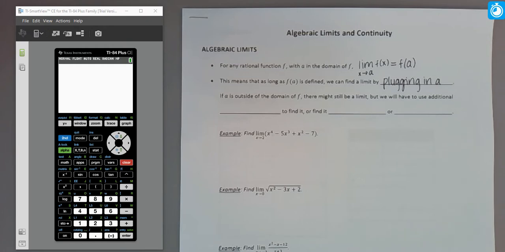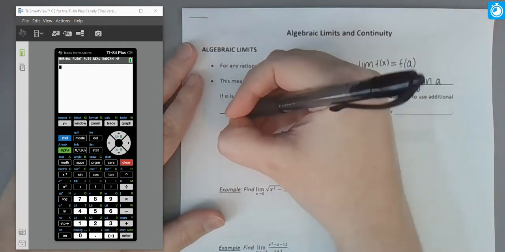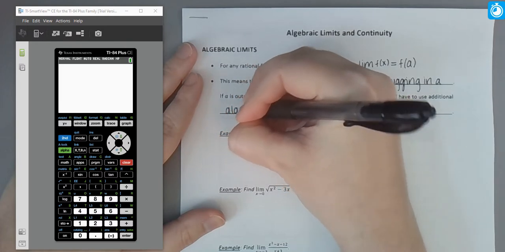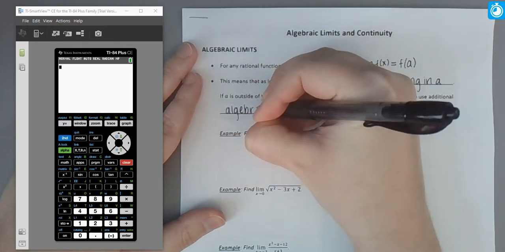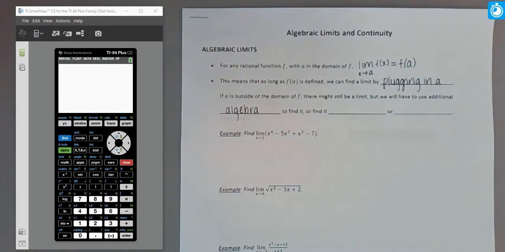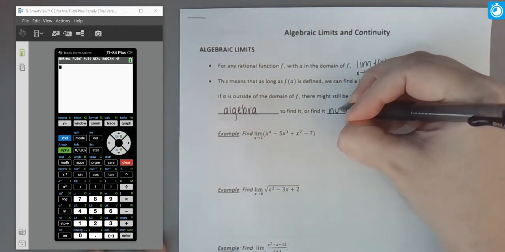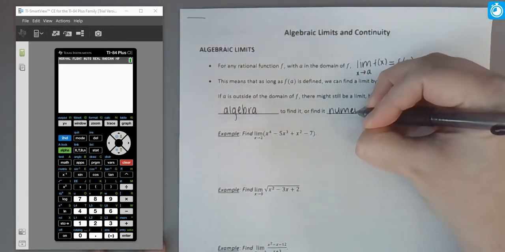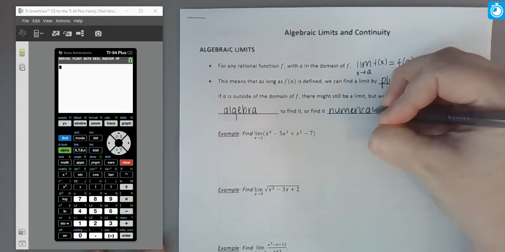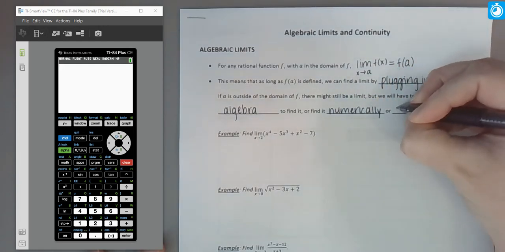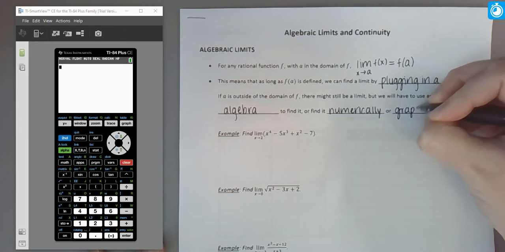So if that is the case, if we're in that situation, we're going to potentially have to use some additional algebra to maybe simplify our function, write it in a different way, manipulate it, or in certain cases, algebra just will not be a good option for finding our limit, and we'll have to fall back on our other techniques. So we'll have to find it numerically, or graphically, or some combination of the two.